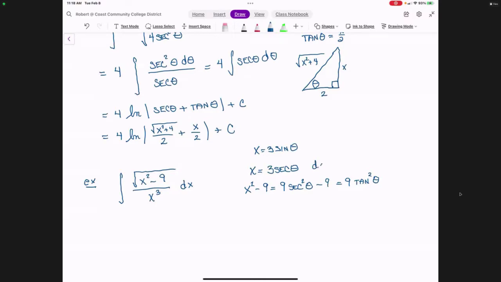And so dx would therefore be 3 secant theta tan theta d theta.